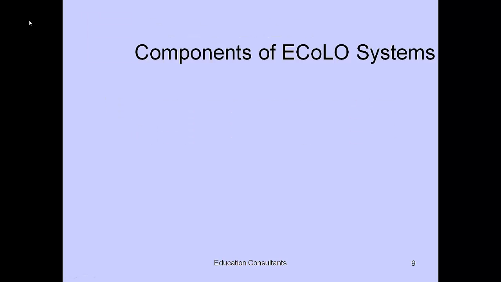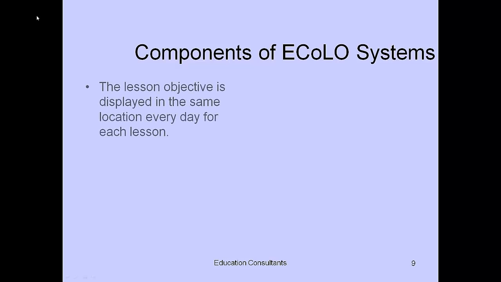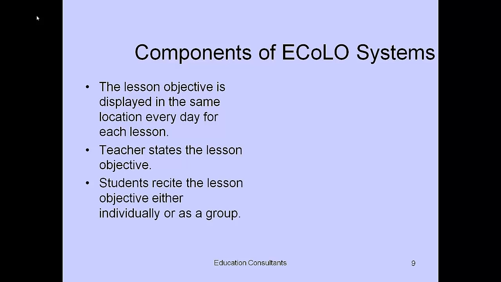Components of an explicit communication of learning objective system include that the lesson objective will be displayed in the same location every day for each lesson. The teacher states the lesson objective to the students. Students also recite the lesson objective either individually or as a group. And the instruction matches the objective. These 4 variables will be looked for and observed during the academic coach's classroom observations.